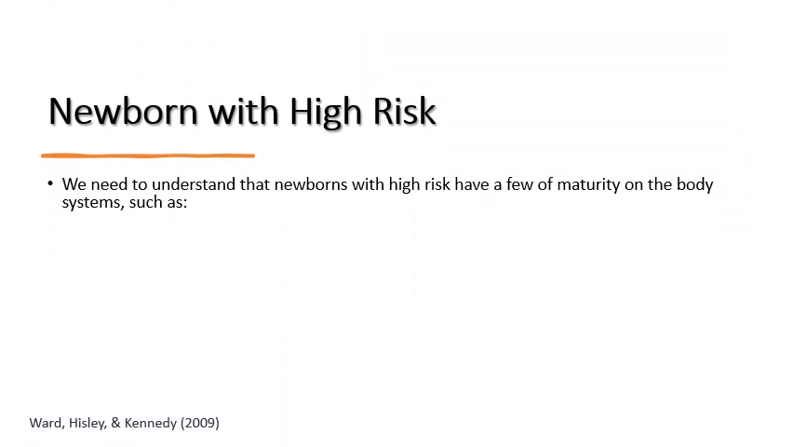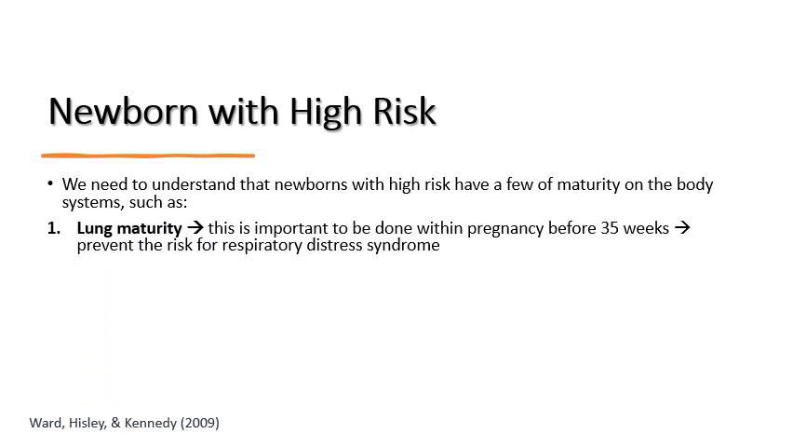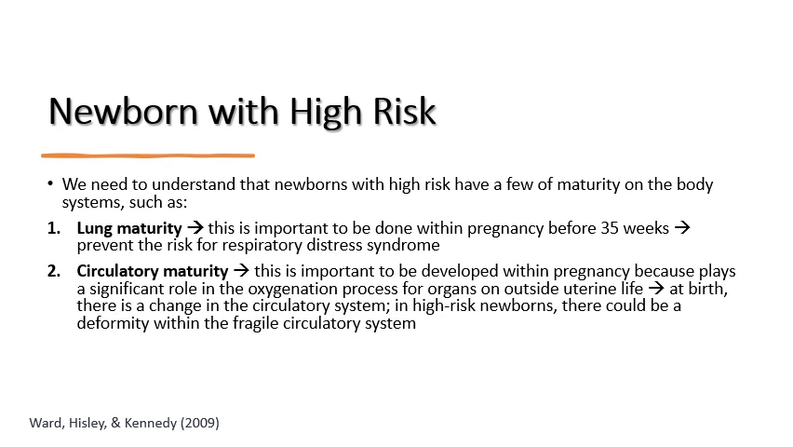So we need to understand that a newborn with high risk has a few maturity standards that they need to meet. The first one is lung maturity, because lung maturity needs to happen before 30 weeks of pregnancy. Once the baby shifts from living intrauterine to extrauterine, the baby needs to have their own respiratory system. If the baby does not have a mature lung, it means the baby will be at risk of respiratory distress syndrome.